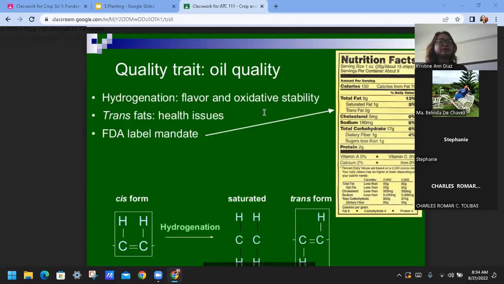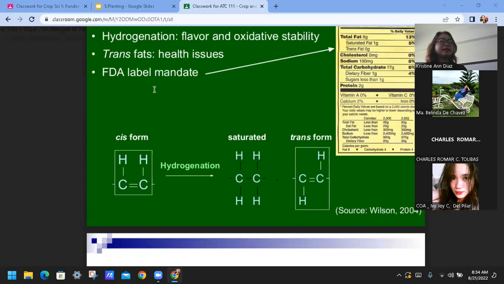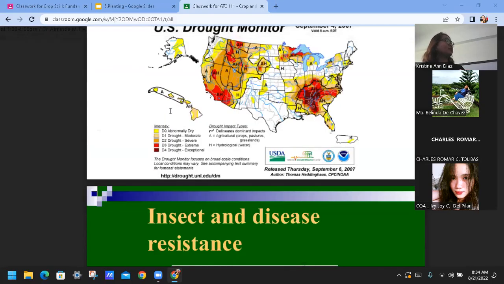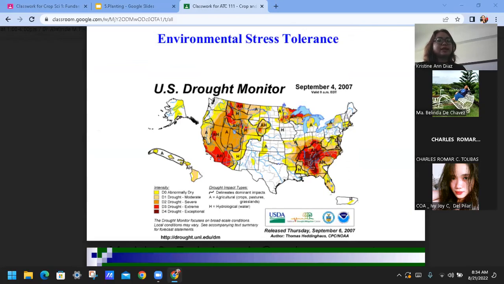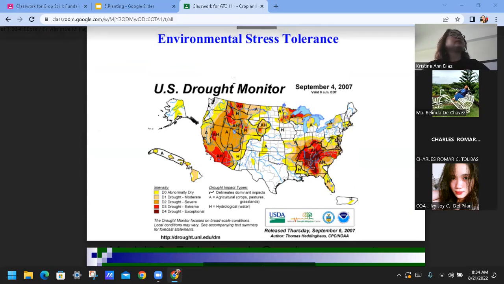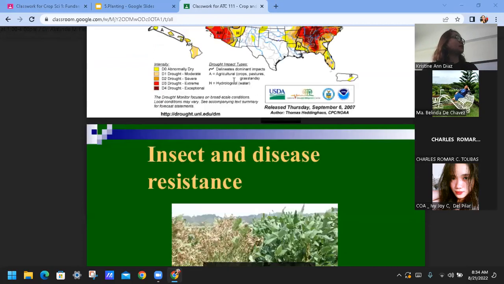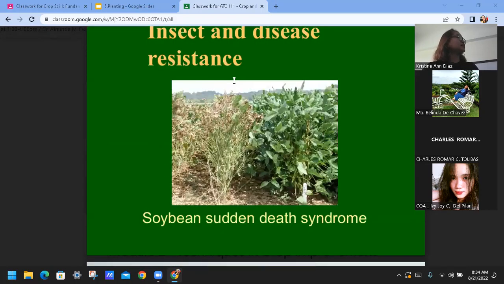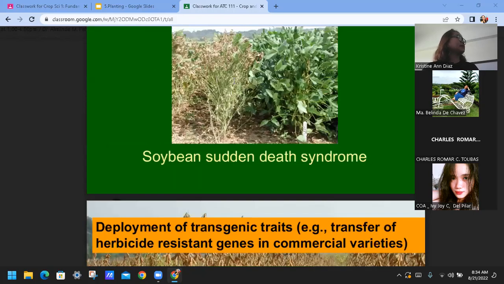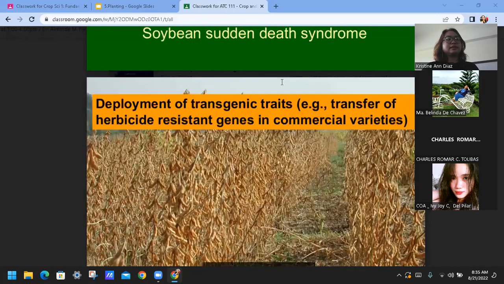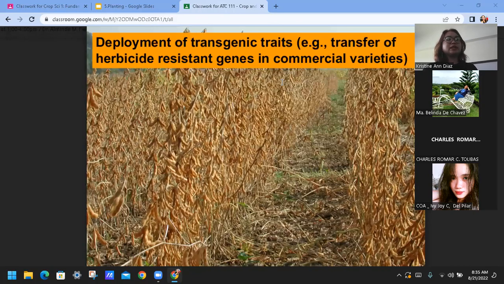Another example is the quality trait of oil control, by incorporating changes through hydrogenation. Or environmental stress tolerance. For example, in the US there are many drought impacts, so they need to breed stress-tolerant varieties. We also breed for insect and disease resistance, like soybean sudden death syndrome, where the variety beside it is the resistant one. Another example is the deployment of transgenic traits or herbicide-resistant genes in commercial varieties.